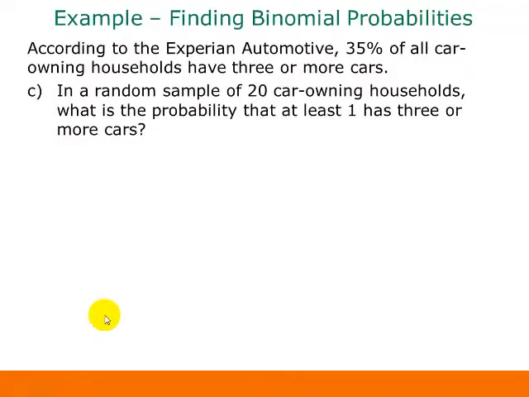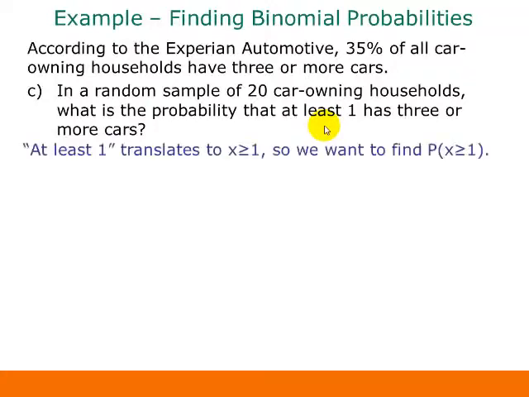Now another problem with this same setup. Now we want to look at the probability that at least one of the households has 3 or more cars. So first we need to translate this into symbols. At least one translates to x is greater than or equal to 1. So what we're looking for is the probability that x is greater than or equal to 1.